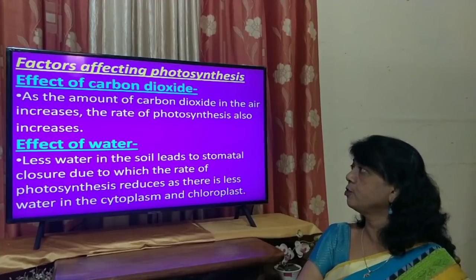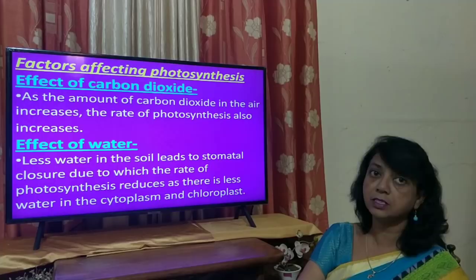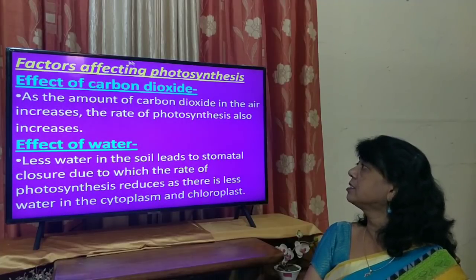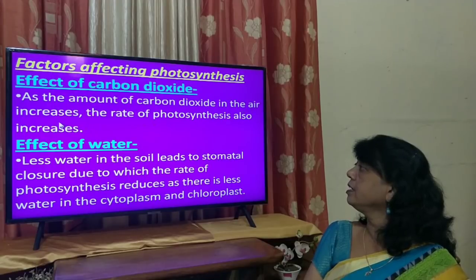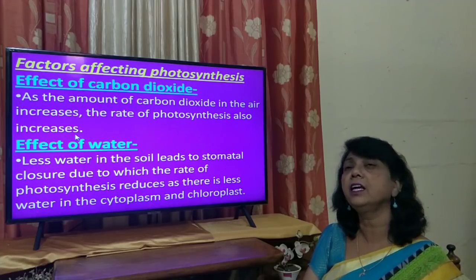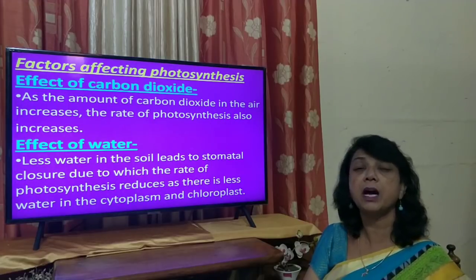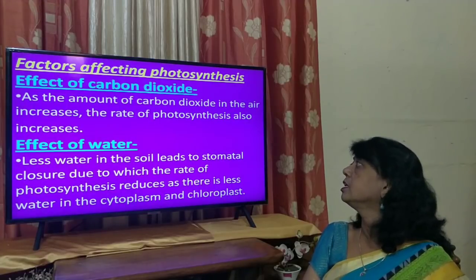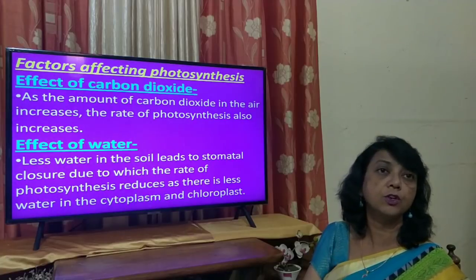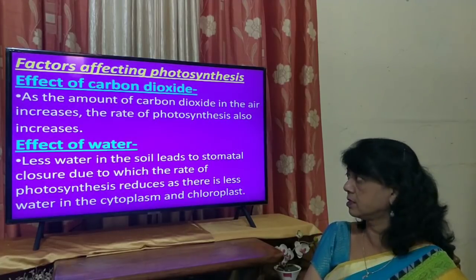Factors affecting photosynthesis. We'll discuss the effect of carbon dioxide. As the amount of carbon dioxide in the air increases, the rate of photosynthesis also increases. We have studied that when the amount of carbon dioxide in the environment increases, the rate of photosynthesis also increases. Now, what role does water play?